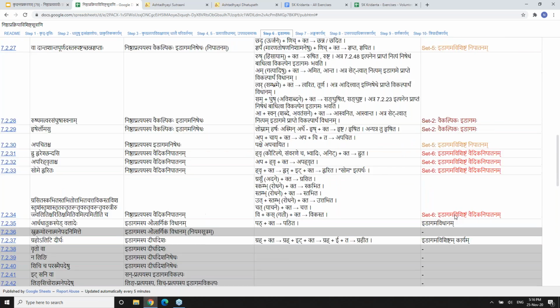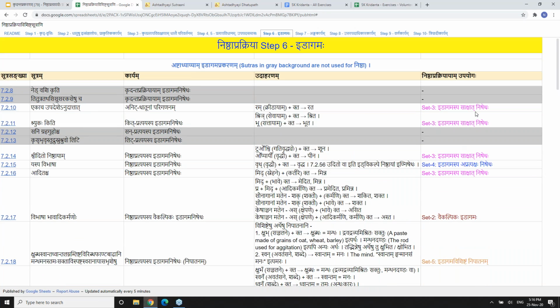Let's now go to the sutram of the group set number 3. Idagamasya sakshat nishedha. So explicitly idagama has been blocked, and the first sutra in that list is ekacha upadeshenudatta. All the anit dhatus, the explicit idagama has been blocked. So just like the way we said that sarvadhatukasya idvaladehe can be brought into set 1, similarly in set 3 you can have ekacha upadeshenudatta, which basically explicitly blocks the idagama for all the anit dhatus, sakshat nishedha.